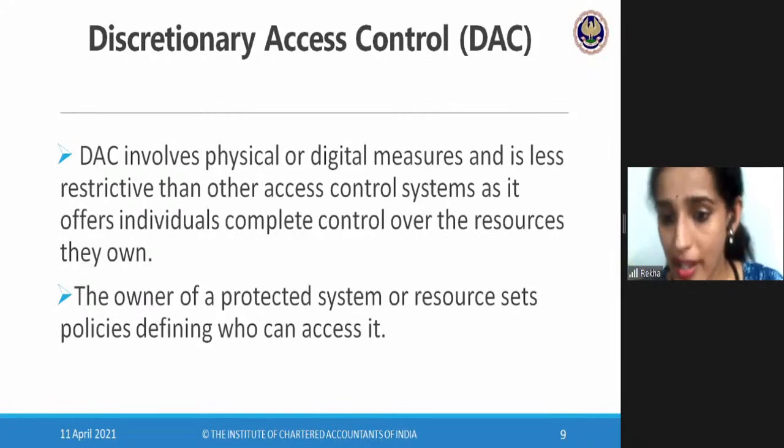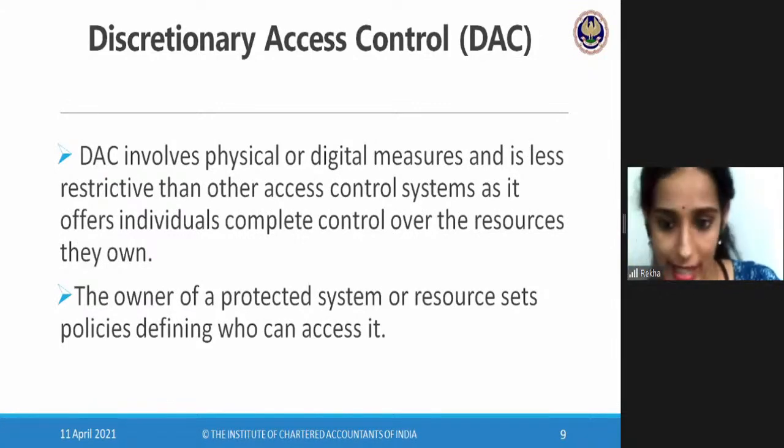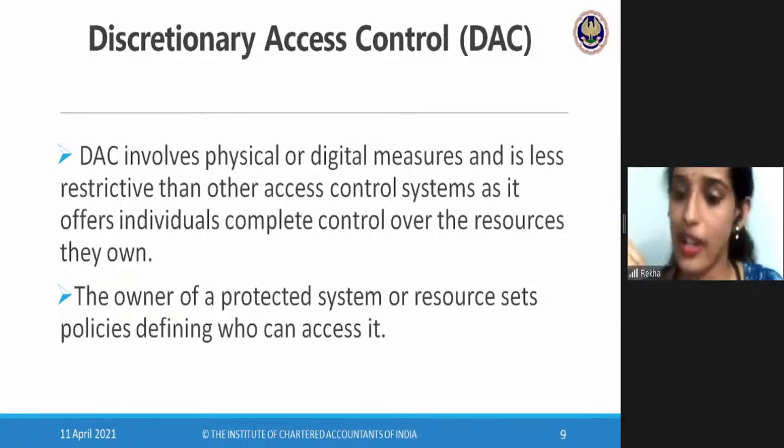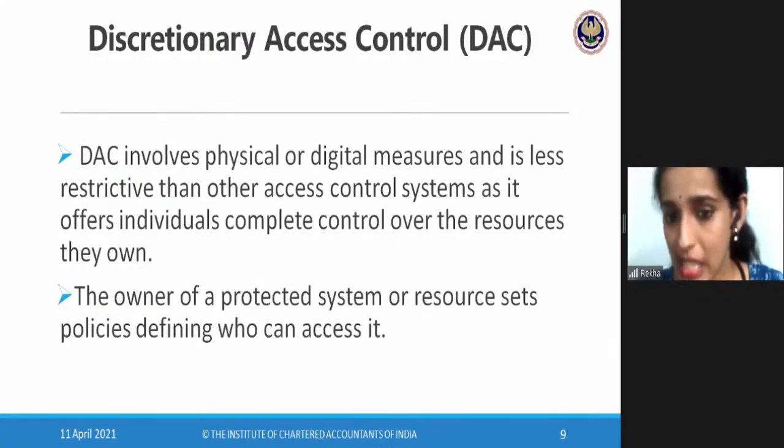Now it is at your discretion. This is not at a particular regulatory authority level. It is at your discretion. Whomever you want or whomever you authorize to see that information can see. So this is at an individual level, not at an operating system level.